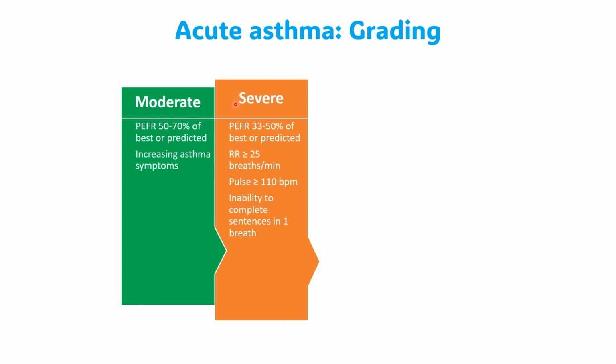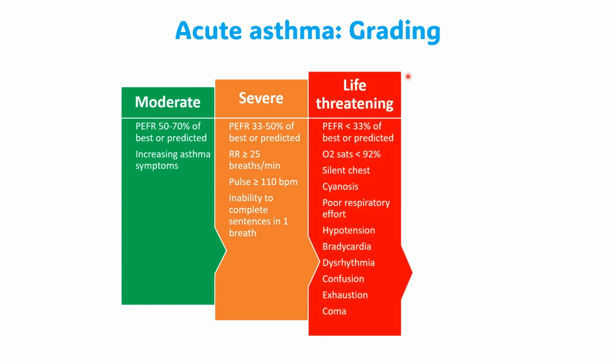In the severe category, there's a PEFR of 33 to 50% of the best or predicted values, a respiratory rate of greater than or equal to 25 breaths per minute, pulse greater than or equal to 110 beats per minute, and the patient might have an inability to complete sentences in one breath. So one thing to be aware of when you first go and assess the patient is whether they are able to maintain a sentence.